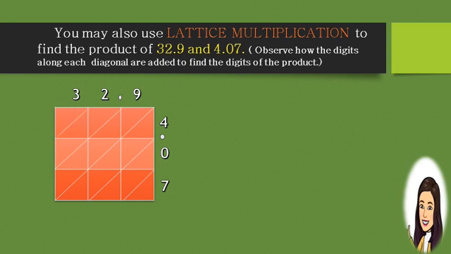Now, let us multiply first 7 to all of the digits at the top. 7 times 9 equals 63, right? 3 and 6 to the left. Next, 7 times 2 equals 14, right? 4 to the right and 1 to the left. Next, 7 times 3 equals 21. Write 1 to the right and write 2 to the left.